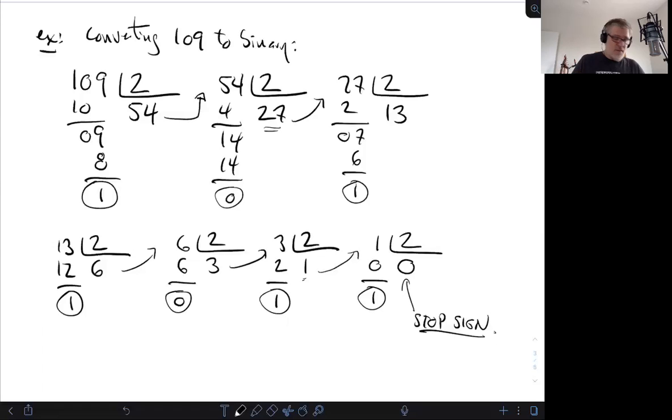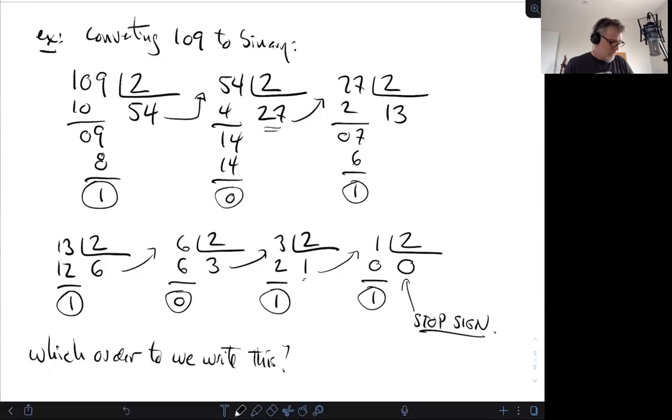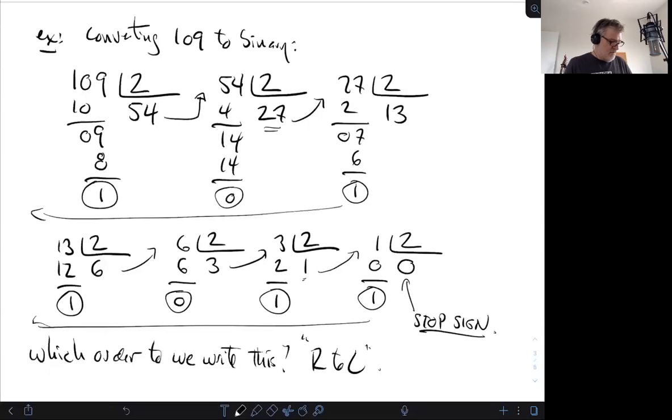Now, the last thing to figure out is in which order do I write these things? If you look at the decimal example, you'll see exactly in which order you're supposed to write this. So it's right to left. This is how we're going to read this.